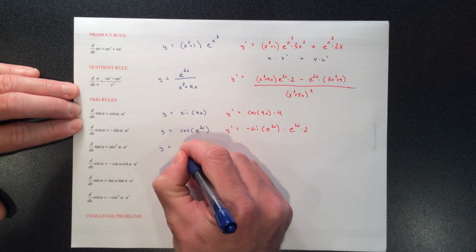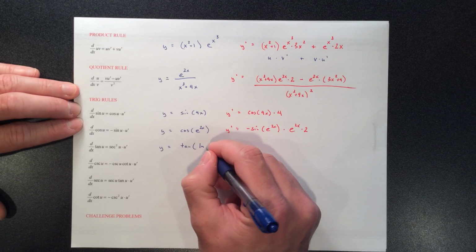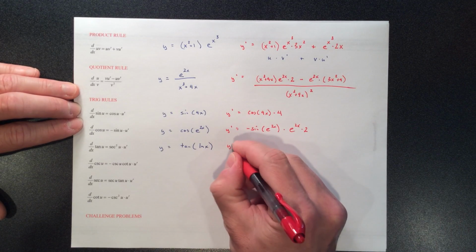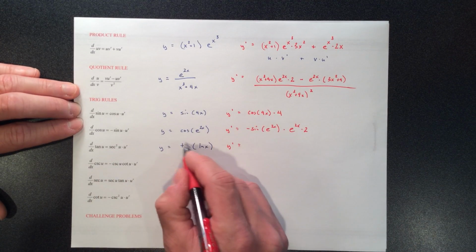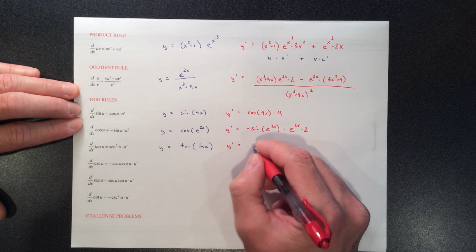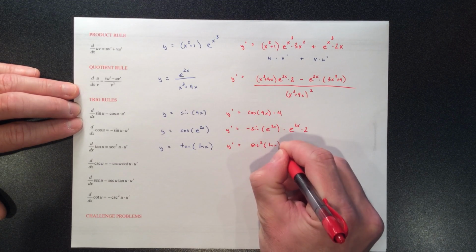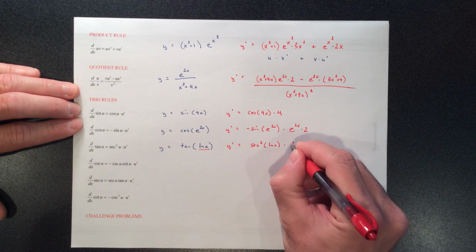We could take tangent of the logarithm of x. Okay, so then y prime, the derivative of tangent is secant squared. Again, that's the big rule, the derivative of tangent. And so we're going to get secant squared of the natural log of x times u prime. In this case, that's my u. And the derivative of the natural log of x is 1 over x.